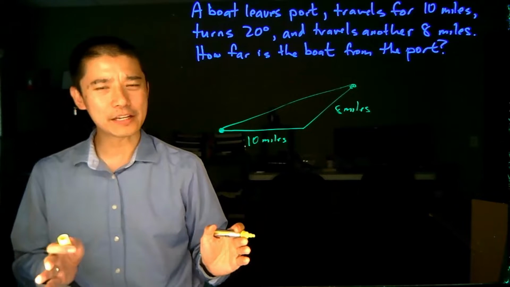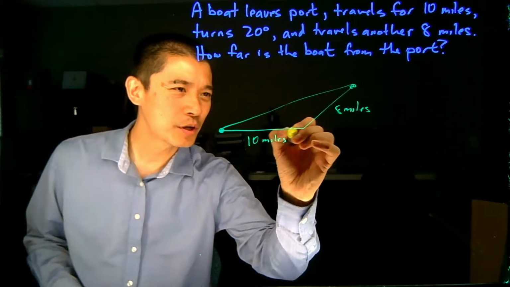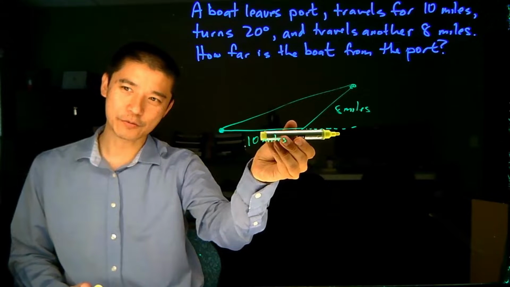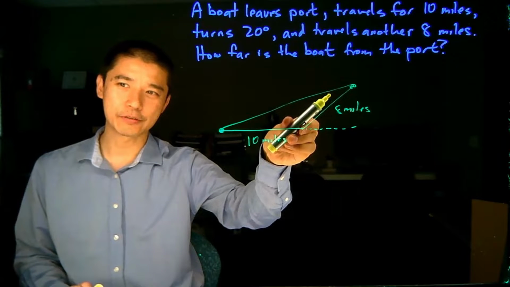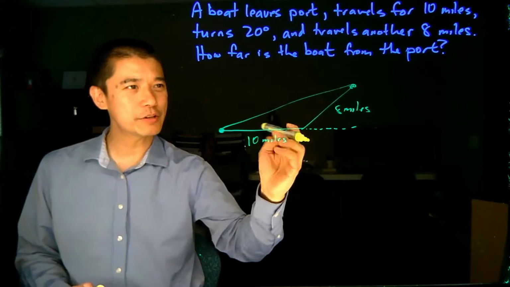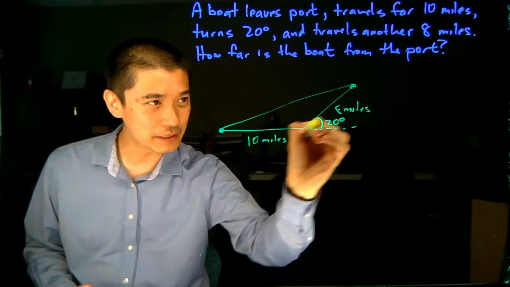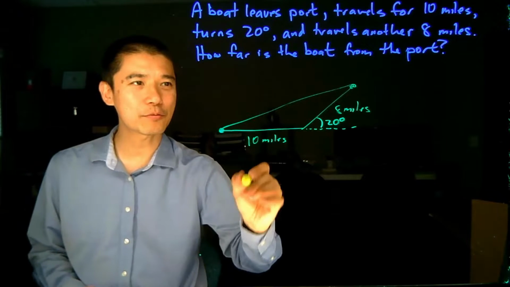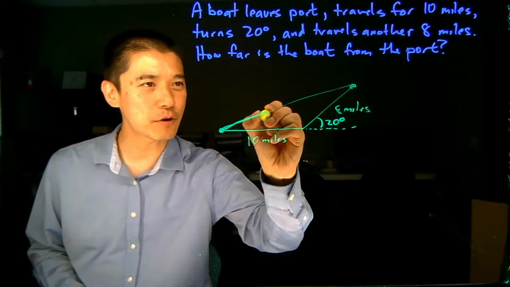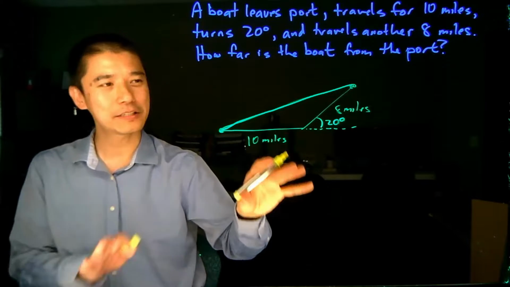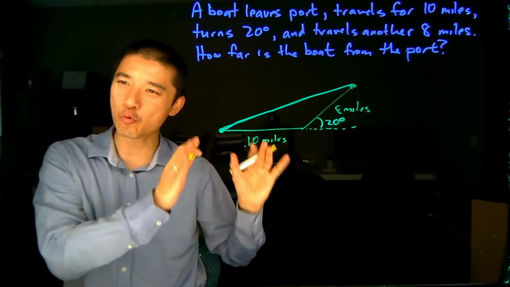Now, if you think about it, what's really happening? Well, this is the direction the boat was headed. So the boat's traveling this way, and it turns 20 degrees. The part that's 20 degrees is not this part in here, but rather that part right there. And this is the thing that throws students off when they actually try to work through this problem: they just throw in the 20 degrees at that vertex, but they don't really think about where it fits.